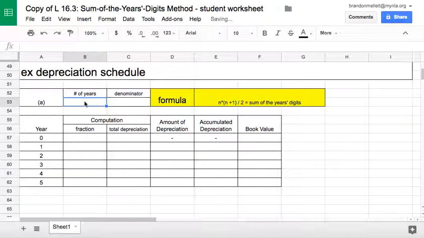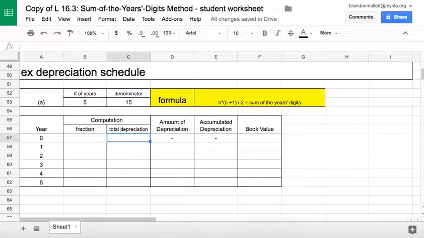So in this one here, they give us 5 for the amount of years of life. So let's calculate that denominator. We go equals number times number plus 1 divided by 2. So our denominator is going to be 15.